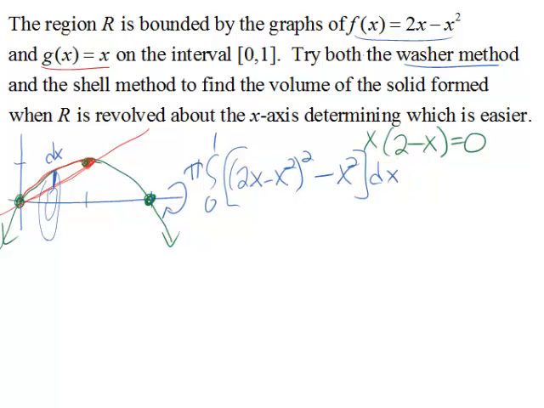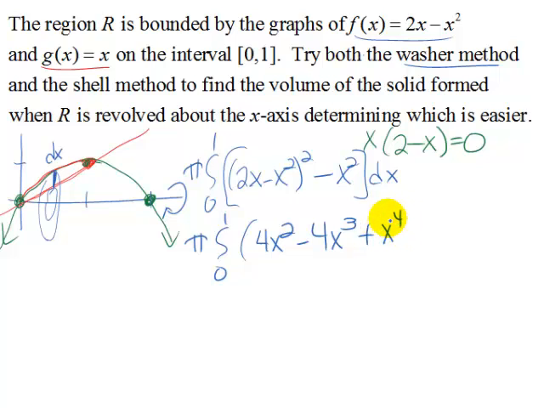So let's see if we can express this in an easier form to integrate. So we have pi integral from 0 to 1. If we multiply this out, looks like we're going to have 4x squared. We're going to have negative 2x to the third twice, so negative 4x to the third, and then plus x to the fourth, and then we still have this minus x squared on the end, dx.